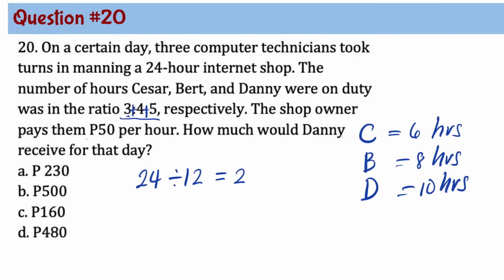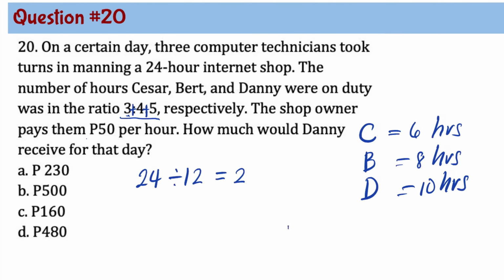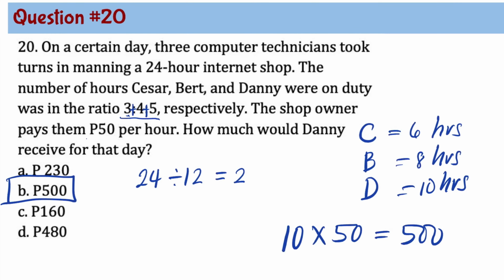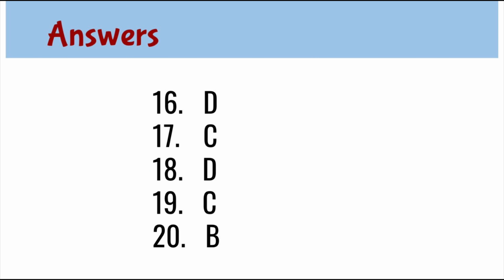And to solve for how much Danny received for that day, we simply multiply 10 hours by 50 pesos because that's the rate, 50 per hour. So this will be 500 pesos, which is letter B. Here are the answers.